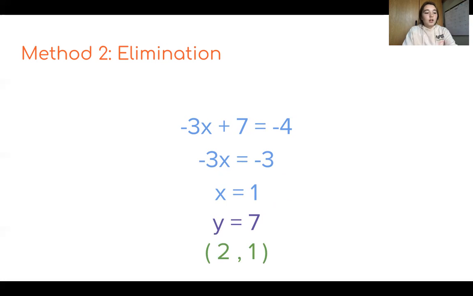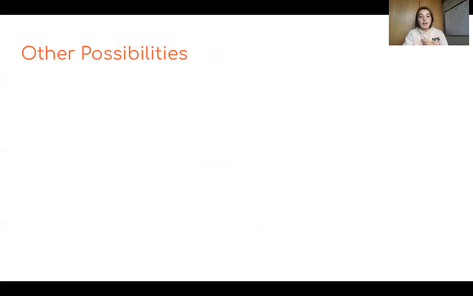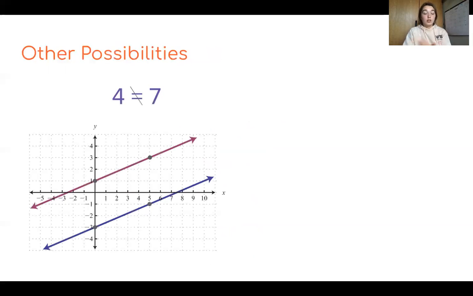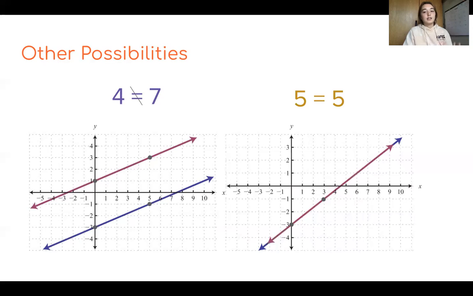So lastly, like in the graphing solution, we can get possibilities where we end up with something like this. So the variable is gone, and we just have two things that aren't equal. And that actually means that the slopes are the same, and it's going to be parallel lines. And so we know that there's no answer for this system of equations. And then if we get an answer that looks like this, then we're going to know that it's infinite possibilities and that it's actually the same line.